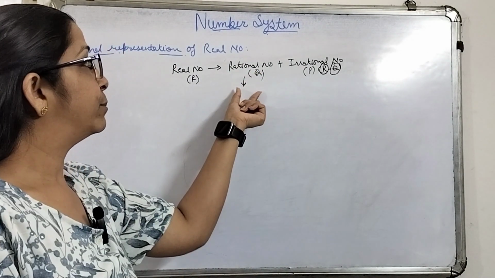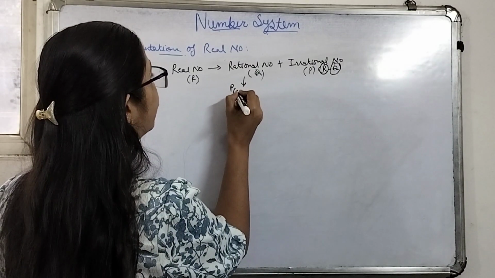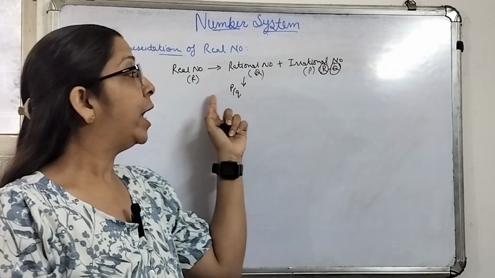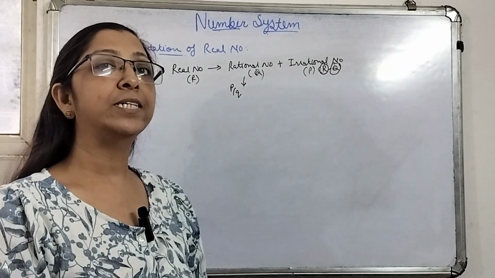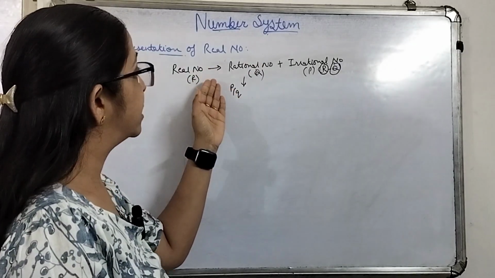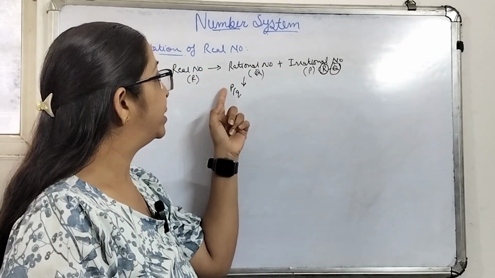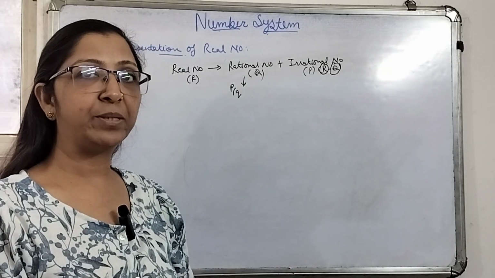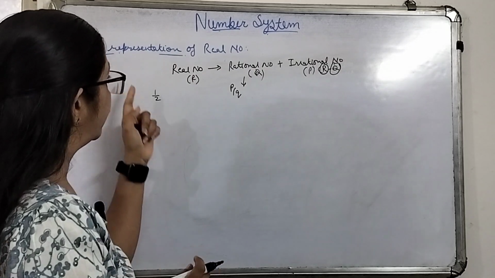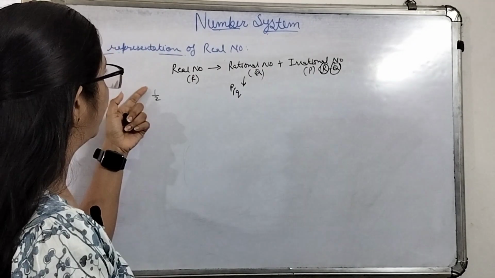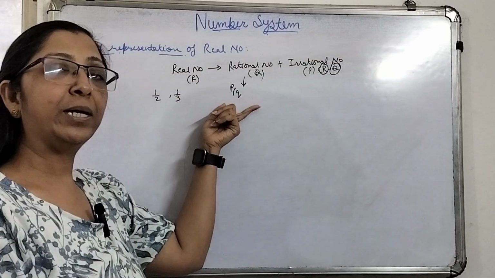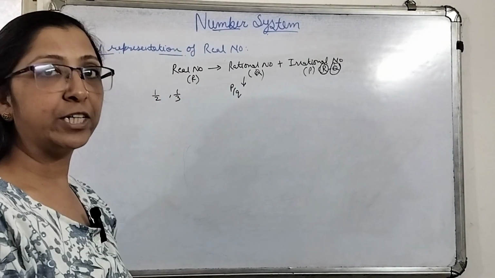We know that the numbers which can be represented in the form of P upon Q, where Q is not equal to 0 and P and Q are any integers, such numbers are known as rational numbers. When a number is in the form of P upon Q, we can simply divide it and find its decimal representation. For example, 1 upon 2 is in the form of P upon Q, where P is 1 and Q is 2. Similarly, 1 upon 3 is also in the form of P upon Q. That means all these are rational numbers.